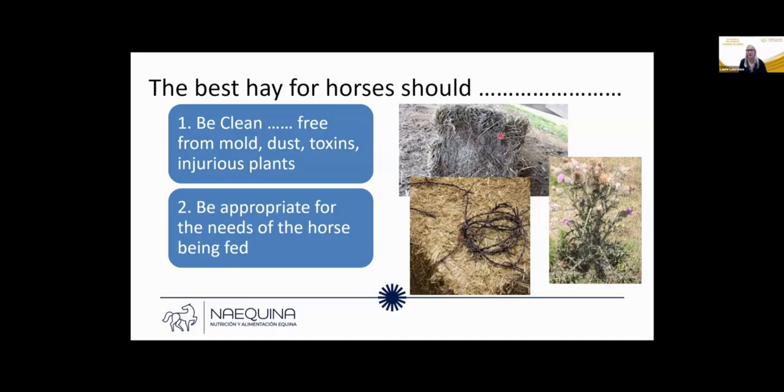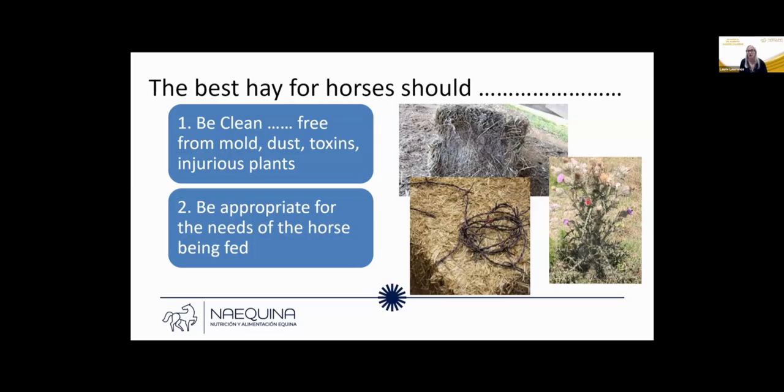This is some hay that has some mold in it, and that can irritate the horse's respiratory tract. This is a bale that was opened, and there was actually barbed wire inside. So if you were feeding that and you didn't identify that that was in there, the horses could get tangled in it.